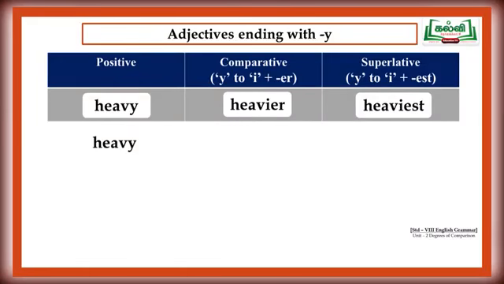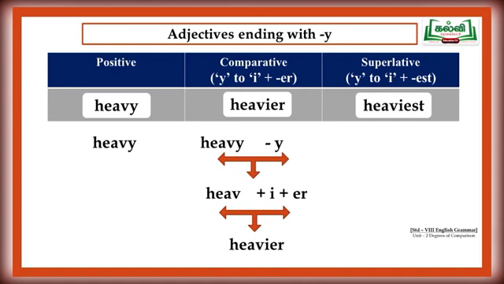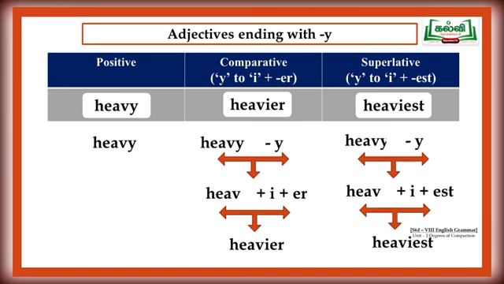Heavy is the positive form of the degree. In this case, the first rule is that we have to replace the letter Y with I. The word heavy, H-E-A-V-Y: remove the letter Y, add the letter I, and then add ER to it. So, heavier. Likewise, for the superlative degree, the same word heavy, replace the last letter Y with I, then add EST. What do we get? Heaviest. Heavy, heavier, heaviest. We will see some more examples for this also.